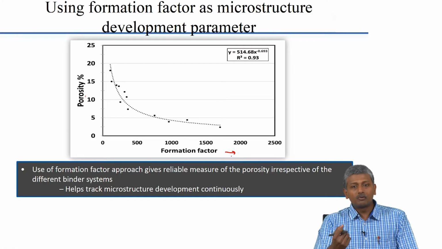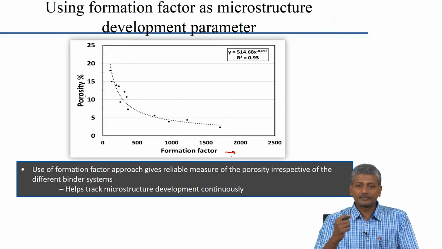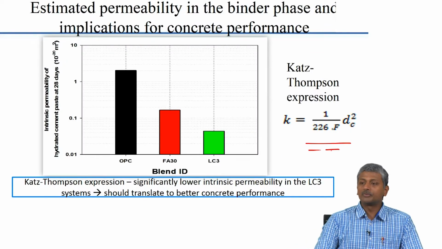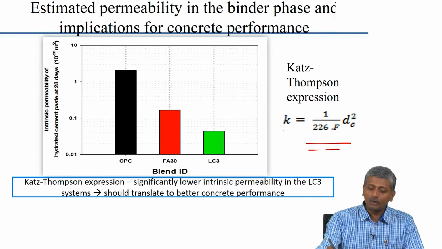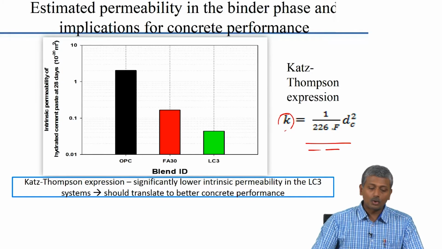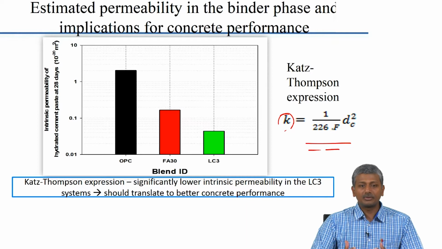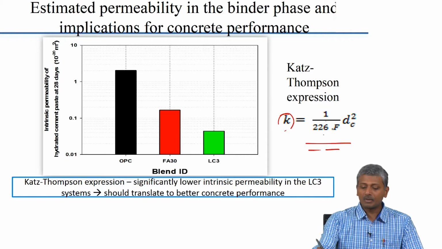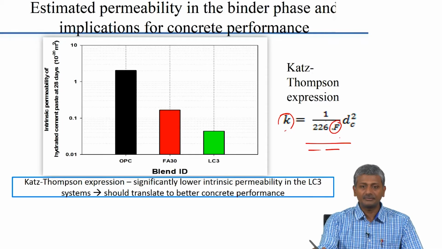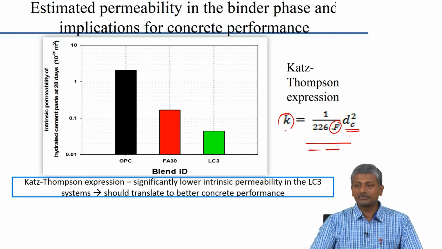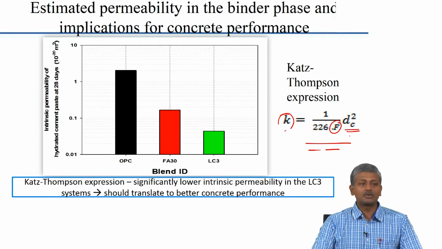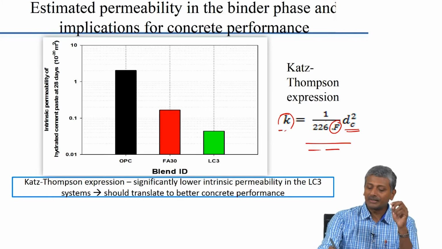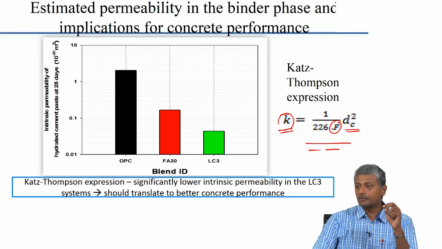Now, when you use this sort of an equation, what you can effectively end up doing is understand the influence of formation factor on the durability parameters, and that can be done further with the help of this expression called the Katz-Thompson expression. So, here the permeability coefficient K, which is also called the intrinsic permeability, that means you are expecting this value to be there in the system. Intrinsic permeability of the system is given as 1 by 226 times the formation factor multiplied by the square of the critical diameter. Please remember, we talked about mercury intrusion porosimetry where we pick up this critical diameter. So, you use this equation to get an expression called intrinsic permeability.